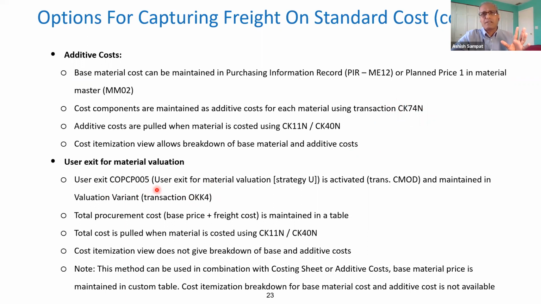Also around user exit, this is yet another feature which lots of clients may have explored, but the challenge here is that the procurement cost is maintained in total. You can't simply add it separately. Now of course you can have this method in combination with costing sheet as well as additive cost, but in that case you only maintain base material price in the custom table or in the price trending table. This is just another option. So here we spoke about all the 3 standard cost options for capturing freight on standard cost.